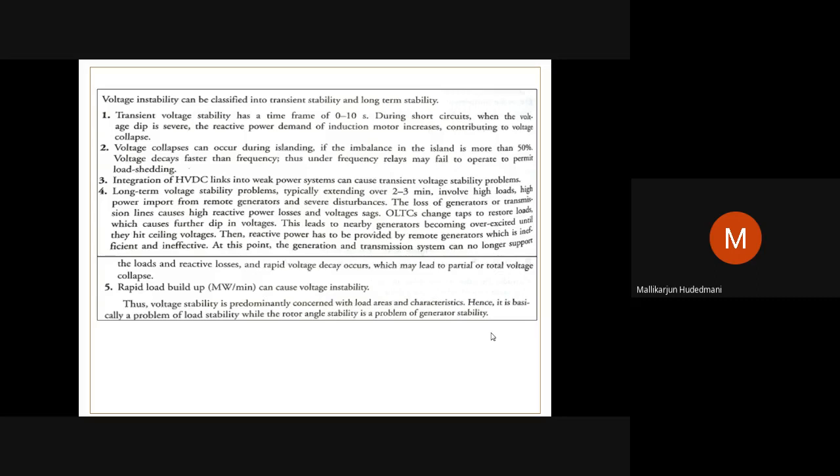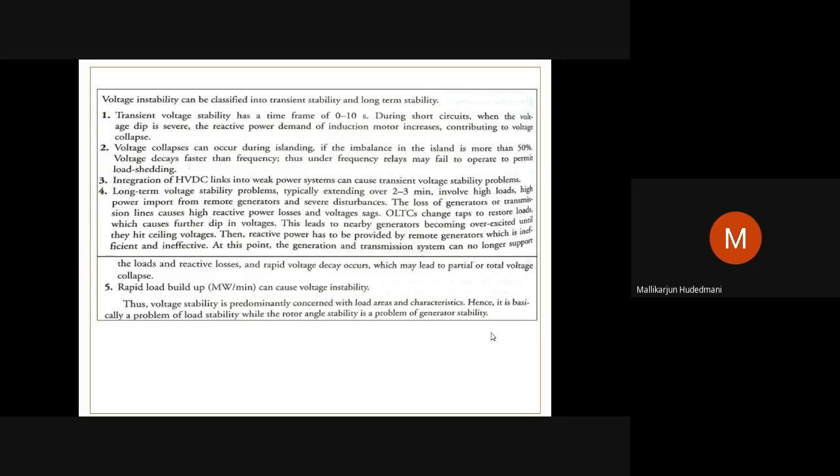That is classified. Transient voltage stability has a time frame of 0 to 10 seconds. Within that 0 to 10 seconds, any massive fault, failure, or disaster can occur and disappear. So this time frame must be treated as very sensitive. This may be due to a short circuit. When the voltage dip is severe, suddenly a heavy HV transmission section gets short circuited, and a massive collapse of voltage occurs there. From that, pumping reactive power into the system may not work, and the system may not be able to do it. So this is one of the reasons for a transient stability threat within the 0 to 10 seconds.